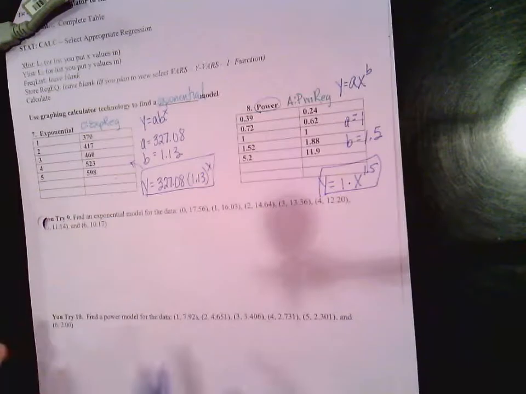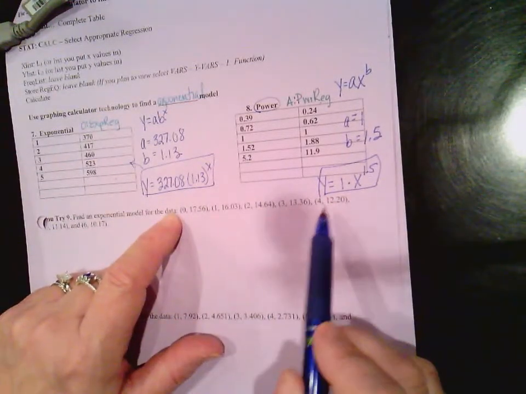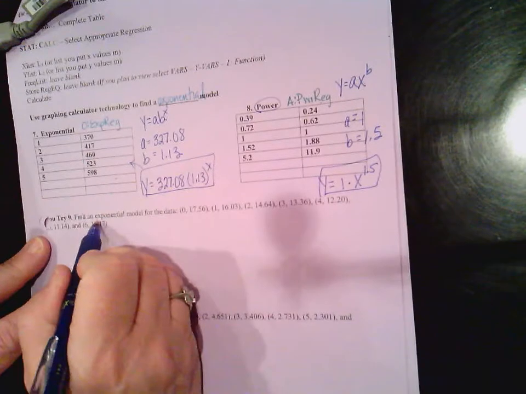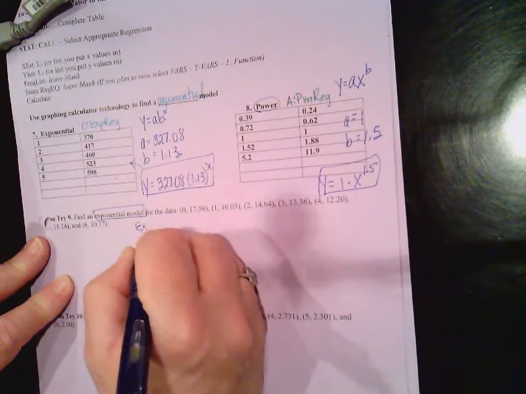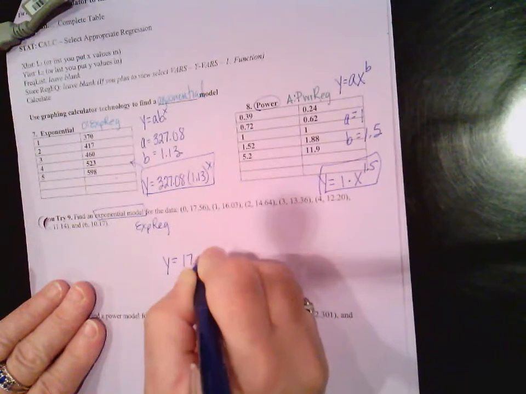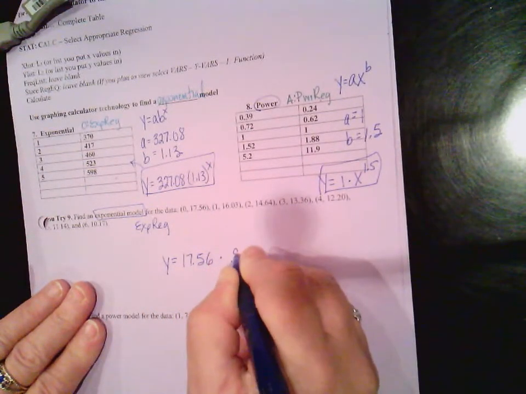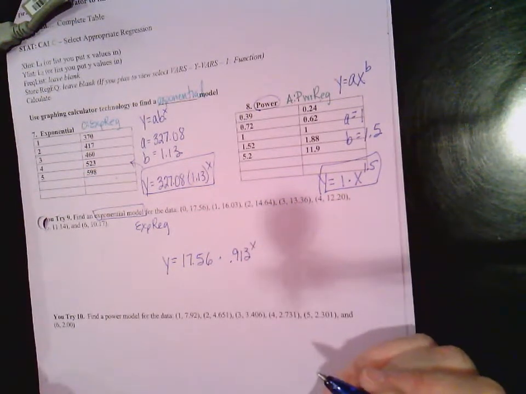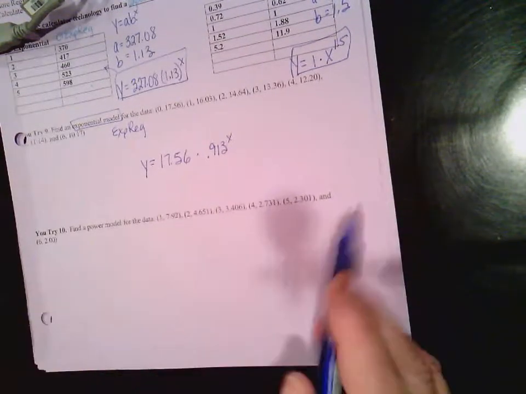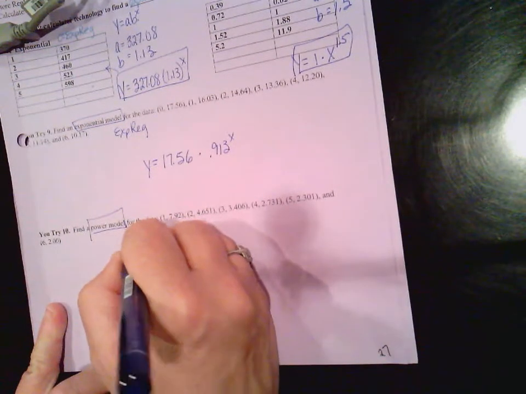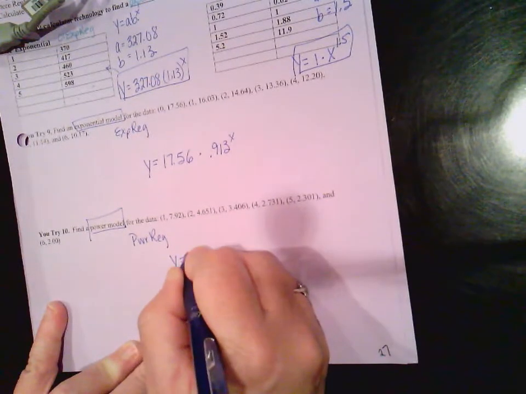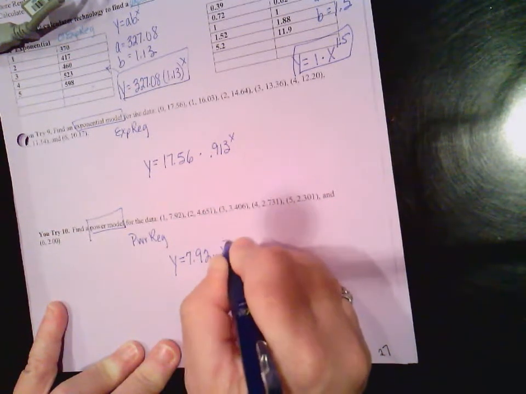Okay, so I want you guys to try 9 and 10. Put the first values in L1, those are all your x values. Put your y values all in a column in L2. Then do, for exponential model, you're going to do exponential regression. And when you plug it in and get your values, you should end up with y equals 17.56 times 0.913 to the x. And on the power model, plug in your x values into L1, your y values into L2. But this time you do a power regression. And that result should be y equals 7.92 times x to the negative 0.768.